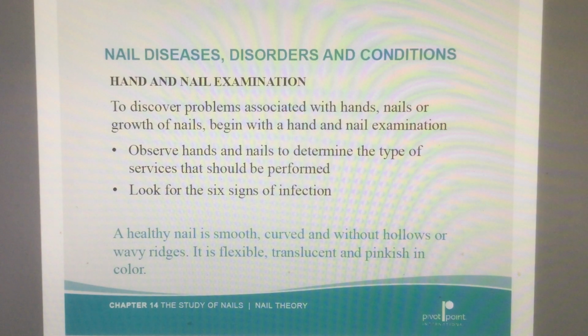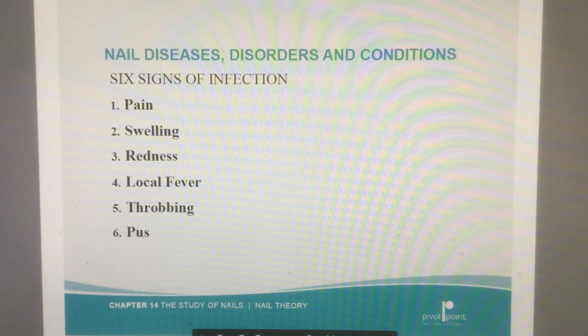It is flexible and translucent and pinkish in color. So those are the signs of a healthy nail. Now, the signs of disease, disorders, or conditions, well, some of the signs of infection are going to be pain, swelling, redness, local fever, throbbing, and pus. Those are red flags for you guys.